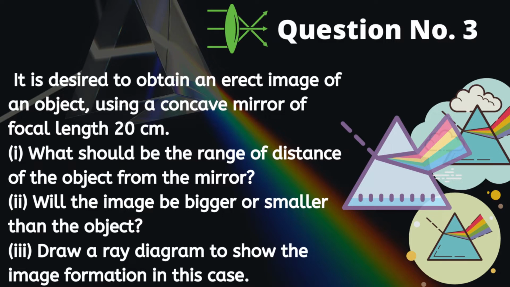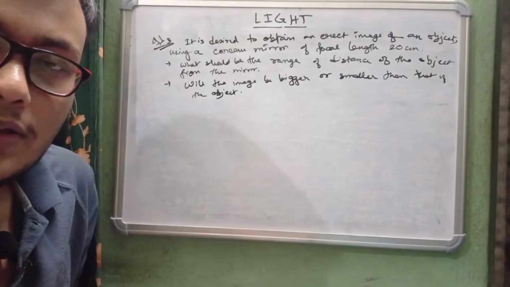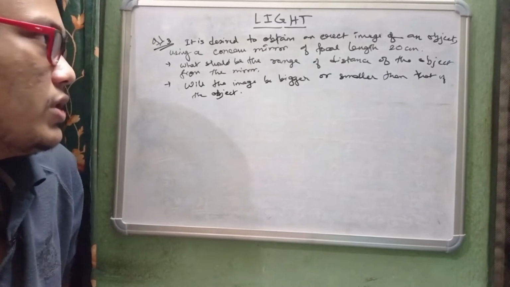So we know that a concave mirror is able to produce an erect image only in one case, when the object is placed between focus and the pole, right? This is the one case we discussed while doing our session on the image formation of concave mirrors. When the object is placed between focus and pole, it will form an erect image, right? So the first question is very easy.